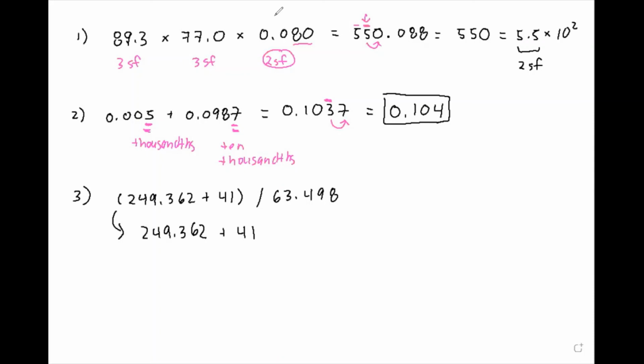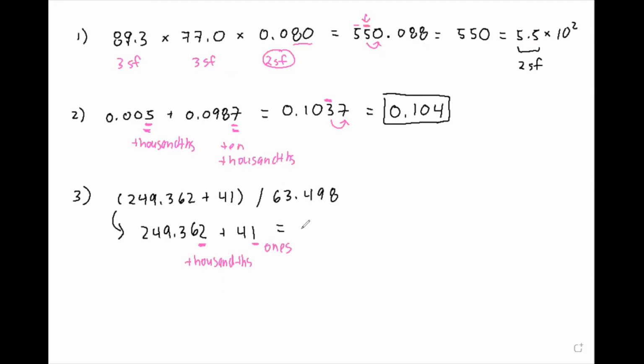plus 41. And if we're doing addition or subtraction, we're going to cut off our final answer or intermediate answer, in this case, based on the number with the least precision. So this 249.362 goes to the thousands place. And 41 just stops at the ones place. So 41 is less precise than 249.362. So we're going to have our last sig fig, once we compute the answer to this, in the ones place.